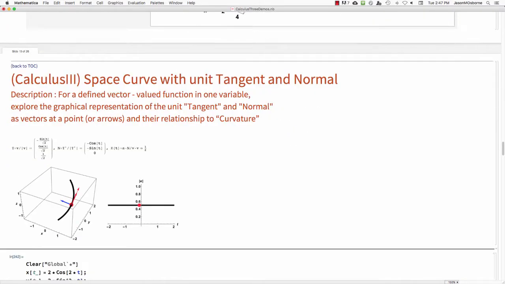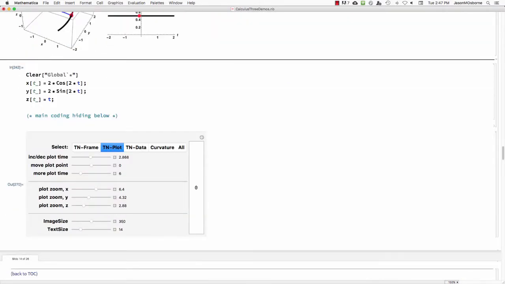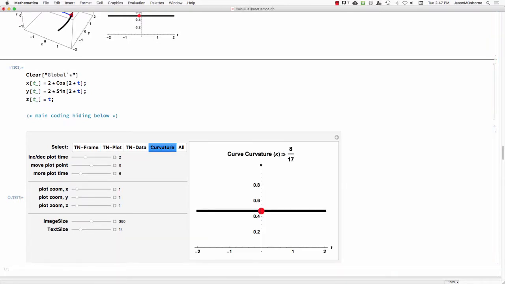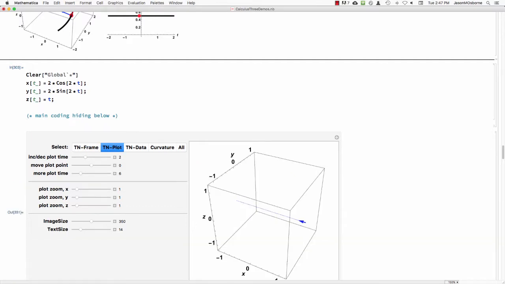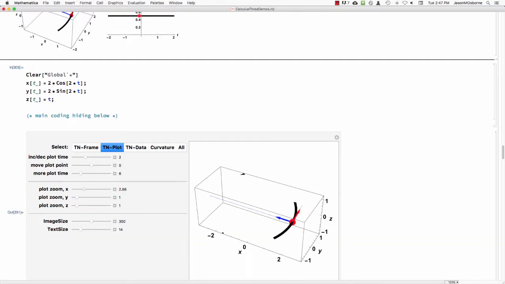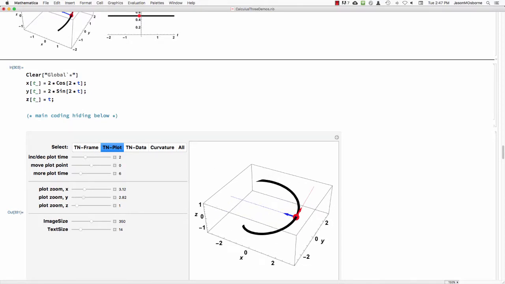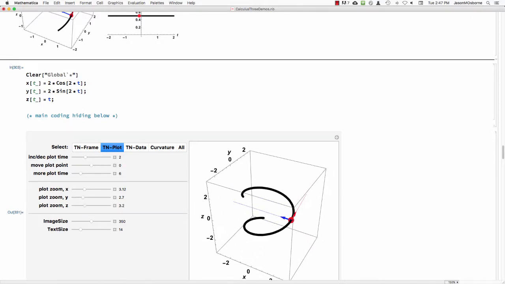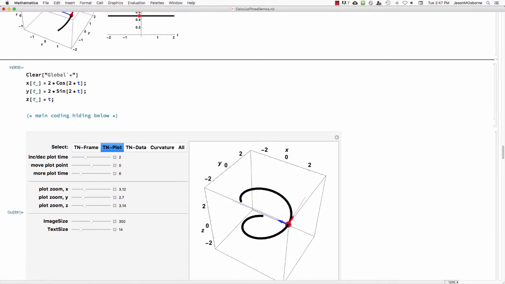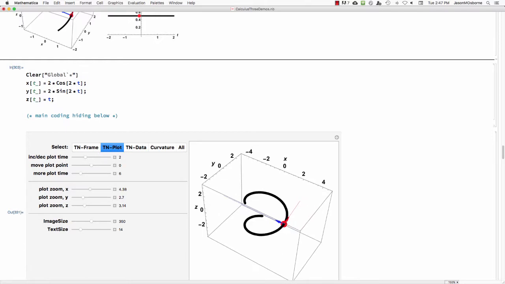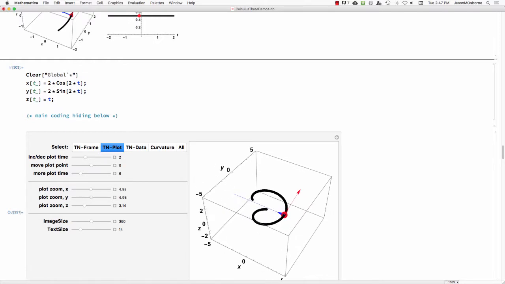So let's move down to this example, and I will run it. This is an example that's like problem number 12. And here we are seeing a plot. We're zooming out because now we have a circle of radius 2, and we were looking at a helix. And you can see the thin red arrow is the tangential component.